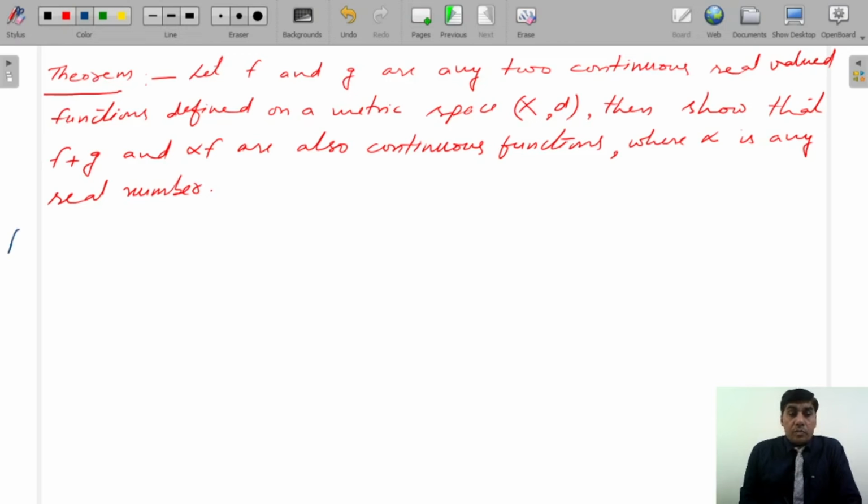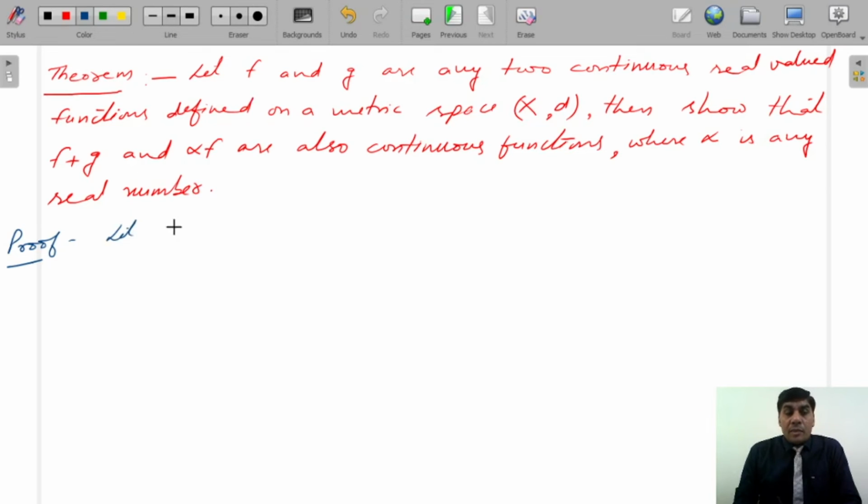Proof: in this question, it is given that F and G are two continuous real valued functions defined on a metric space (X, d). We have to prove that their sum, that means F plus G, and the scalar multiple of F, that is alpha times F, is also continuous. A question can be asked: show that the sum of two continuous functions in a metric space is also a continuous function, and if F is a continuous function, then the scalar multiple alpha times F is also a continuous function.